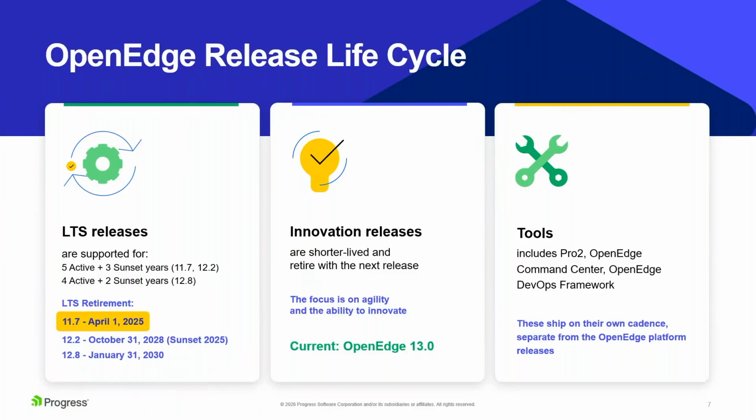Finally, it's also worth mentioning that several OpenEdge tools follow their own release cadence. Examples include Pro2, OECC, and OEDF. These tools are independent of the core OpenEdge platform, so we can deliver improvements and new capabilities faster and more frequently. Understanding this lifecycle helps customers decide which release strategy best fits their organization.